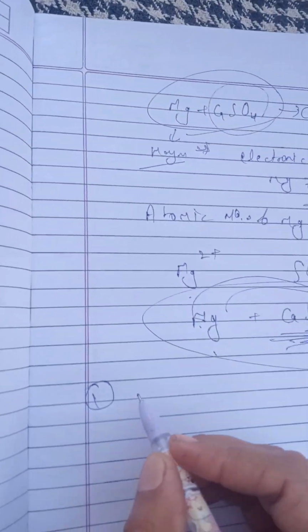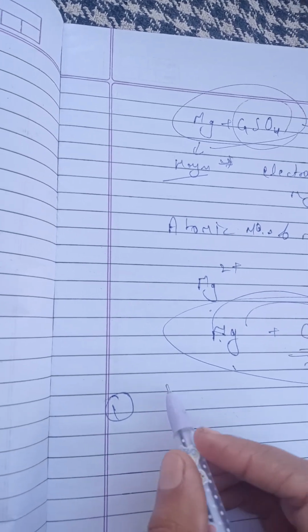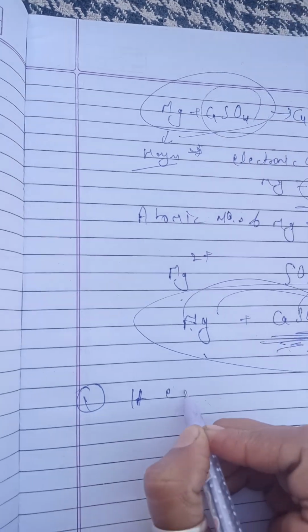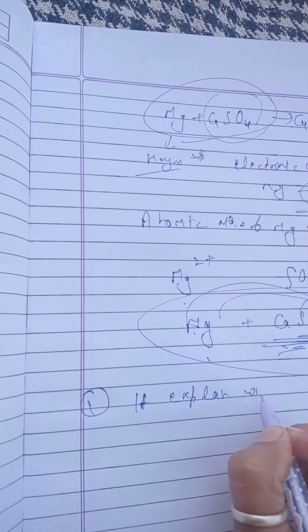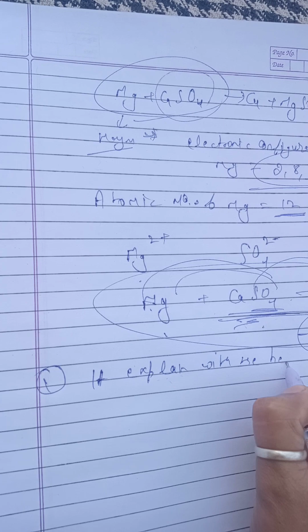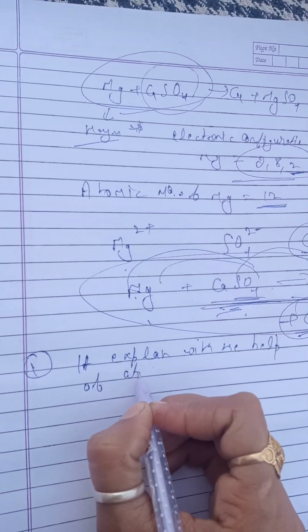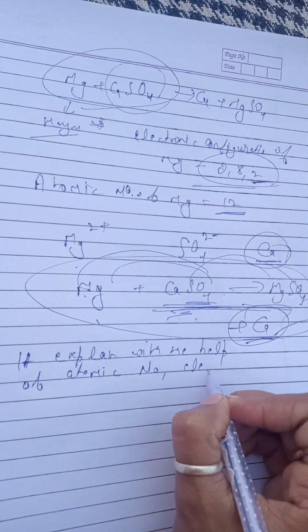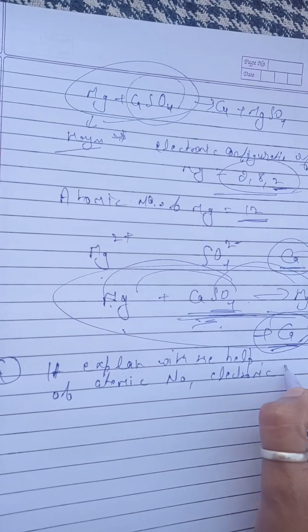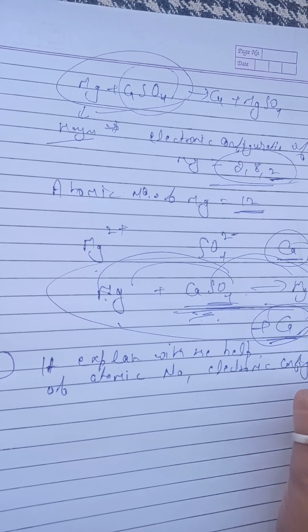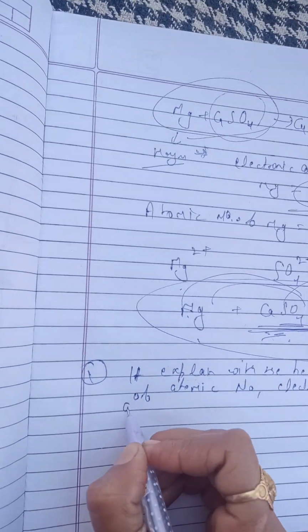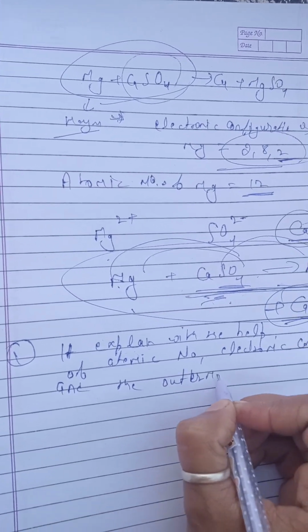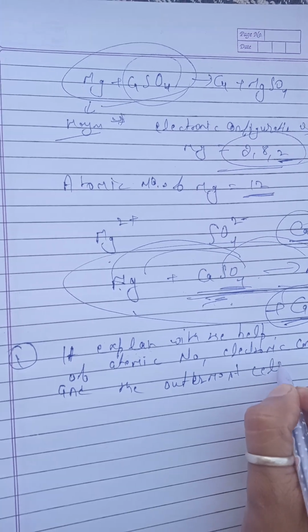First of all, we explain it with the help of atomic number, electronic configuration, and the outermost shell.